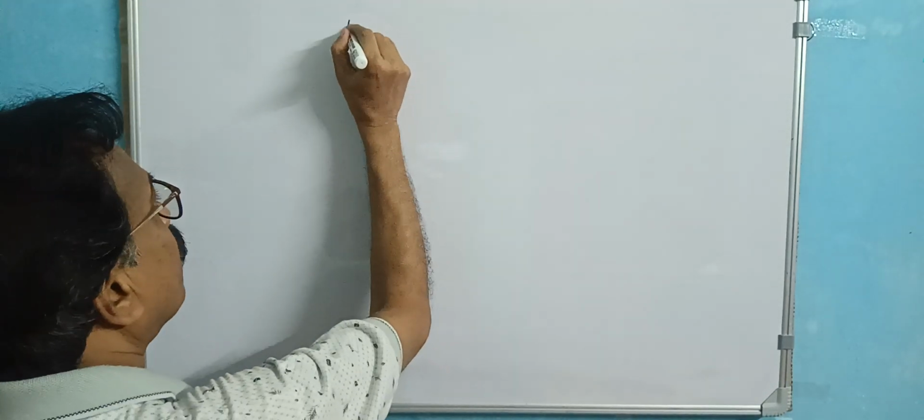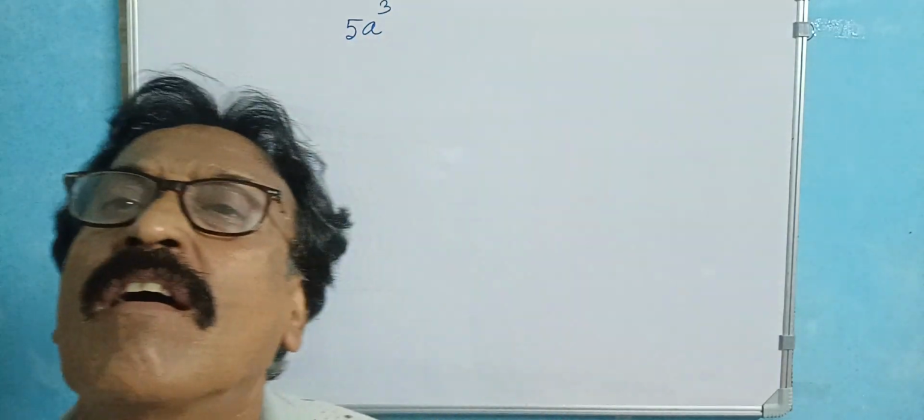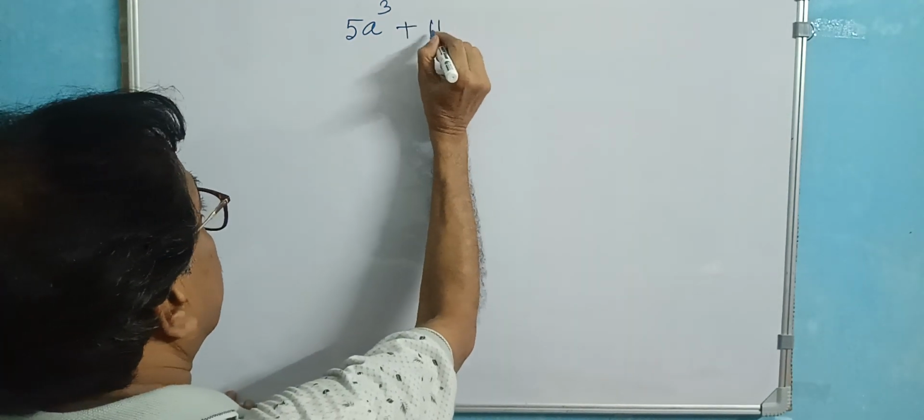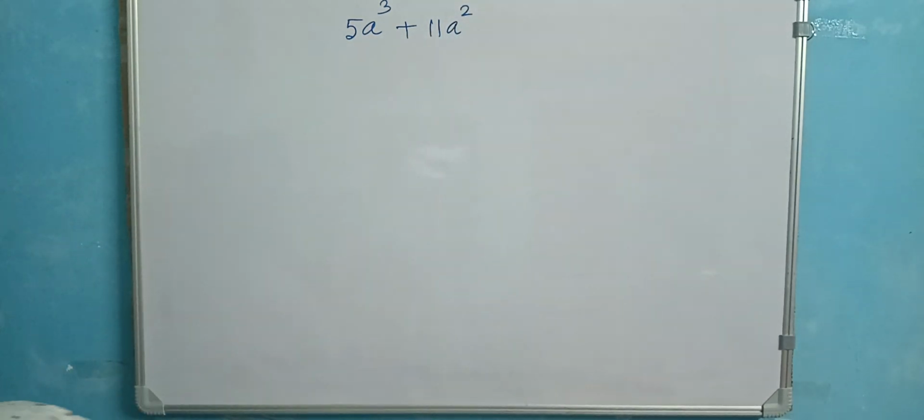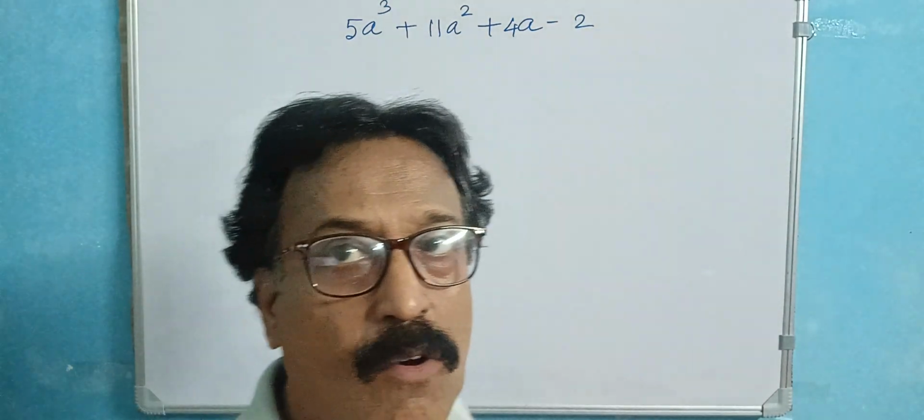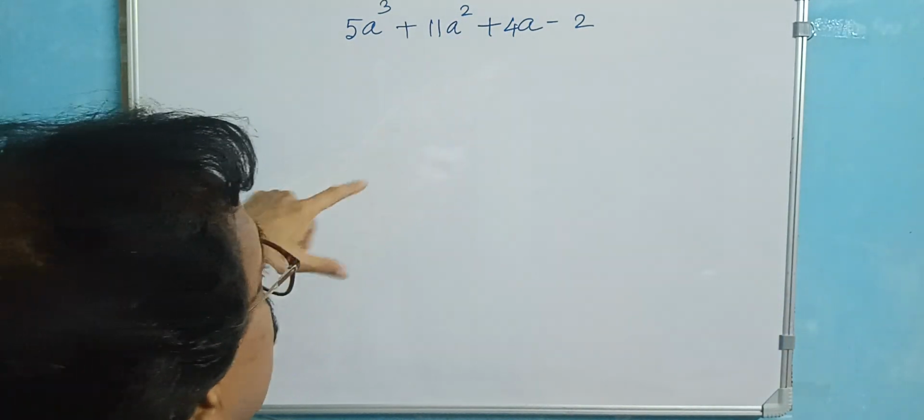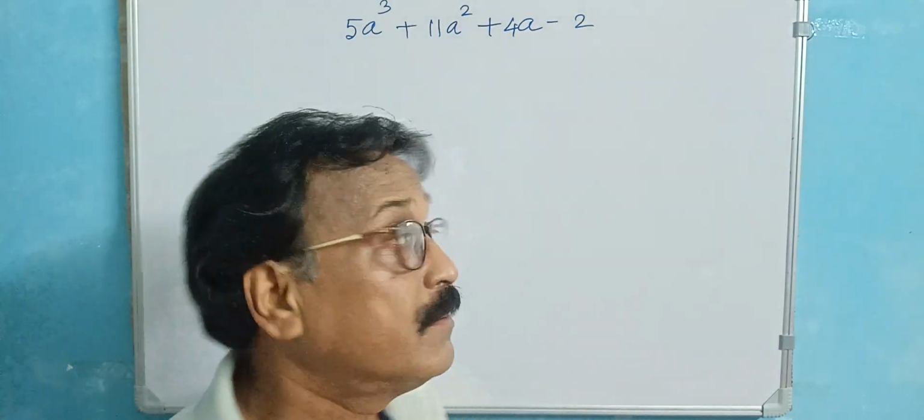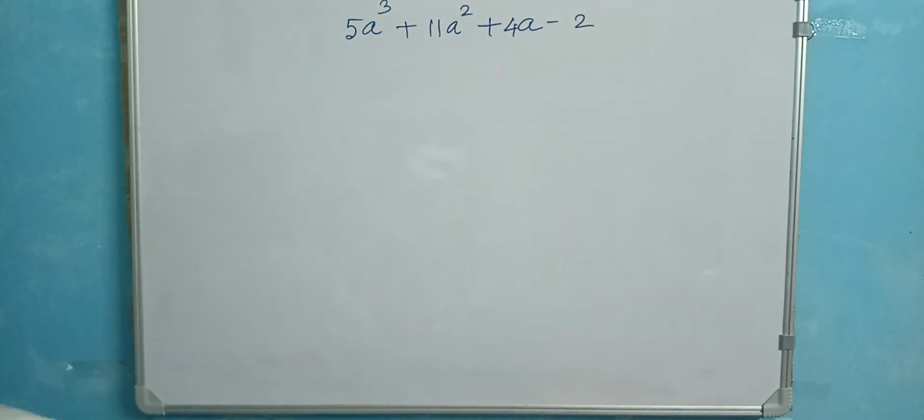So the other sum is here. The first sum, suppose here 5a cube plus 11a square plus 4a minus 2. Okay, so this will be factorized. There is an algebraic expression 5a cube plus 11a square plus 4a minus 2.